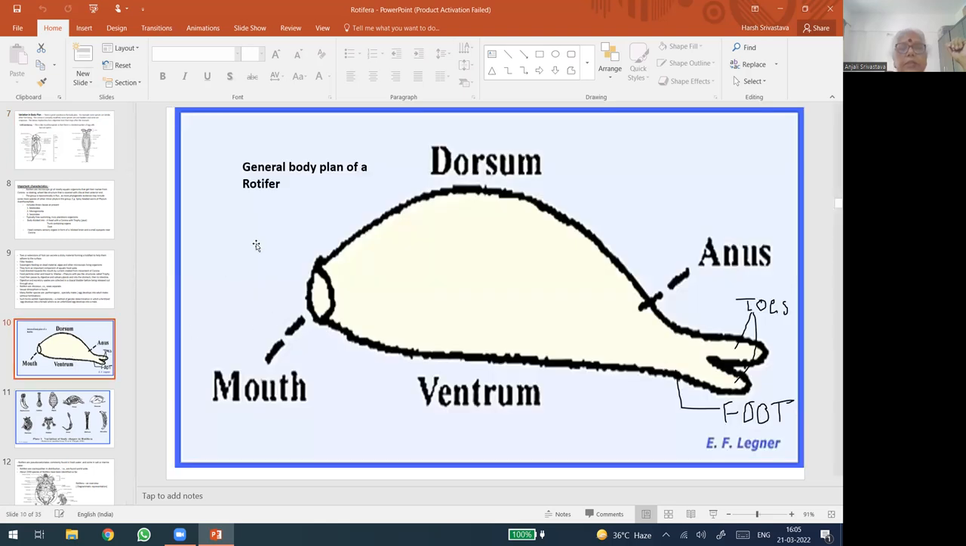Now this is the generalized body plan of a rotifer. This is the mouth surrounded by a corona. Here the wheel-like trophi is present that continues into the mastax, that continues into the pharynx. This is the dorsal part. This is the ventral part. Here is the dorsal anus through which the indigestible food particles and excretory wastes are thrown out. And this is the foot bearing two toes.